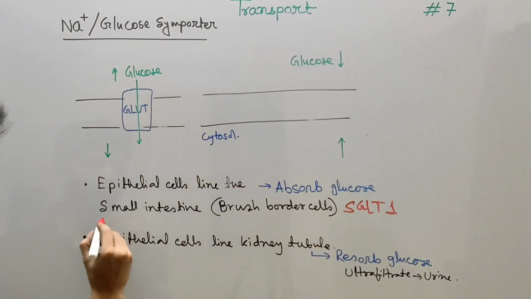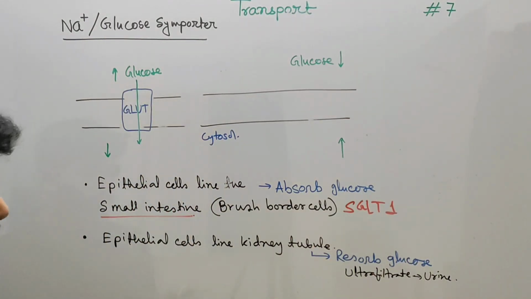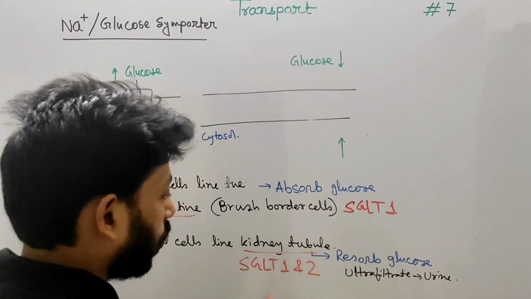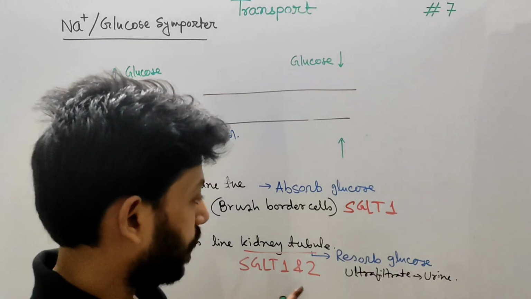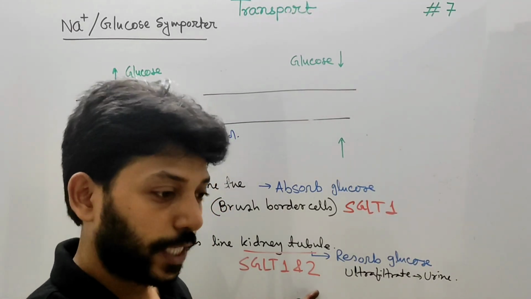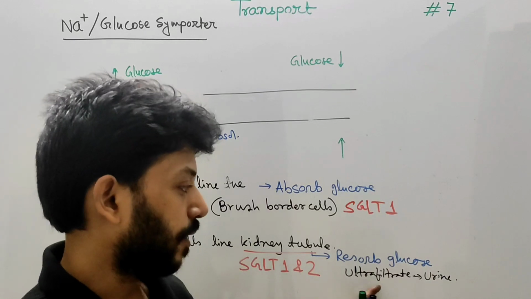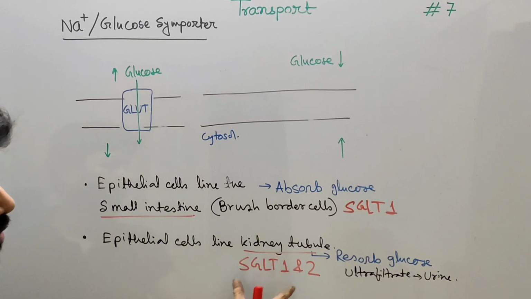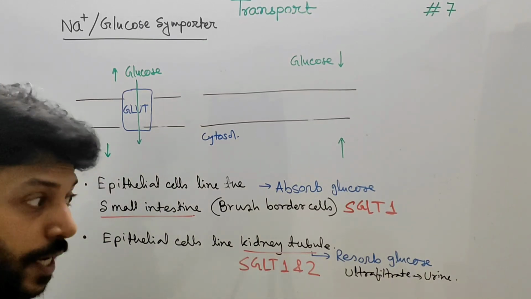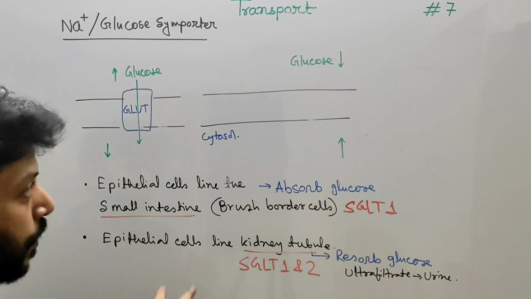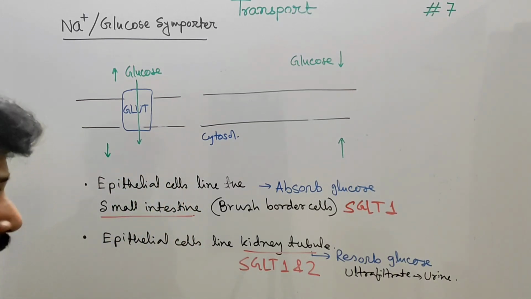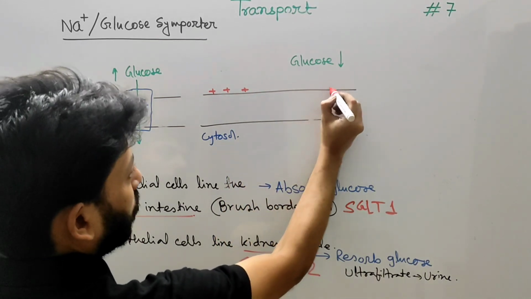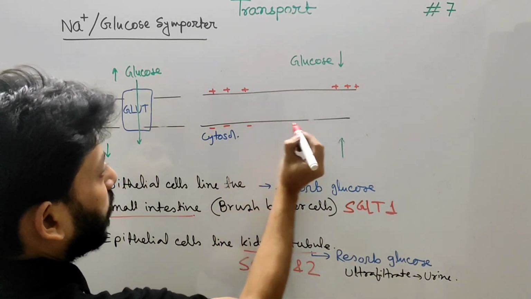SGLT1. These small intestine cells express SGLT1. The kidney tubule cells express both SGLT1 and SGLT2. Our system does not permit the elimination of glucose from the ultrafiltrate into the urine. That's why both SGLT1 and SGLT2 are present in the kidney tubule to resorb the glucose. Here, as I have mentioned previously, the outside of the membrane of all cells is positively charged and inside is negatively charged.